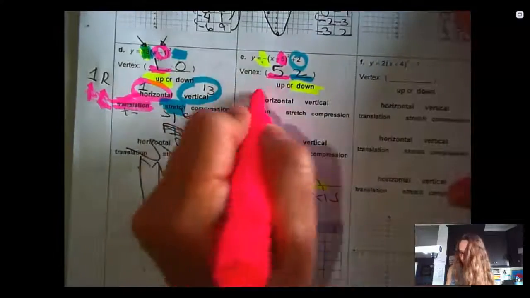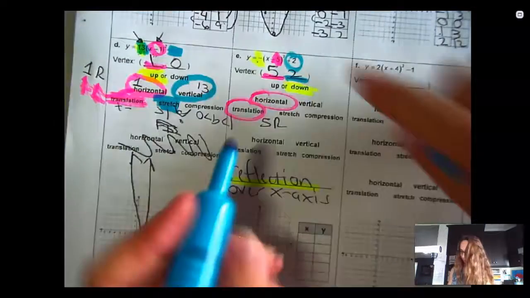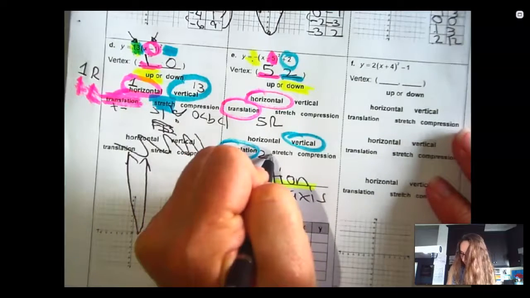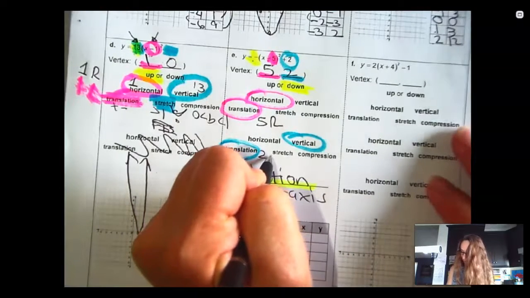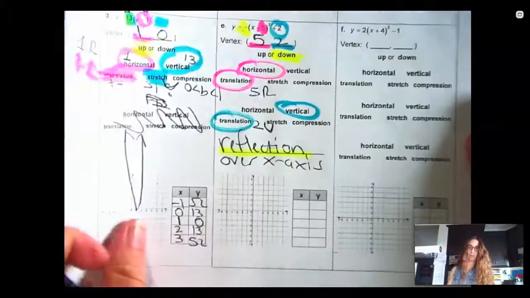Now let's talk about the 5. 5 is horizontal. Translation, 5 to the right. Let's talk about the 2. Vertical translation. Remember, straight shooter. If I said 2 to the right, would that be correct? No, vertical is up or down. And now I graph it.